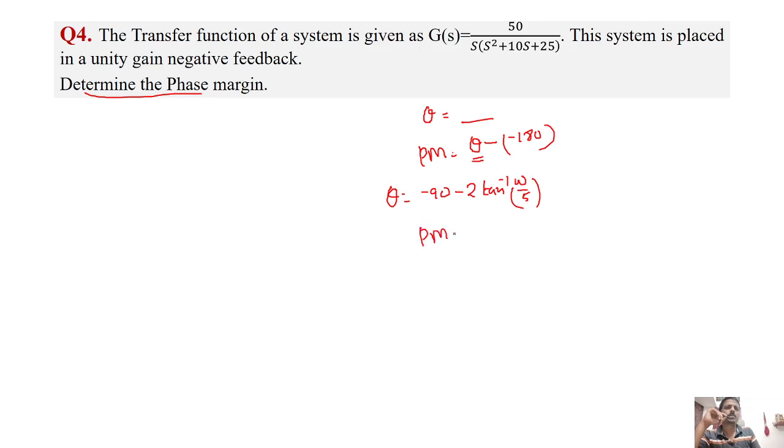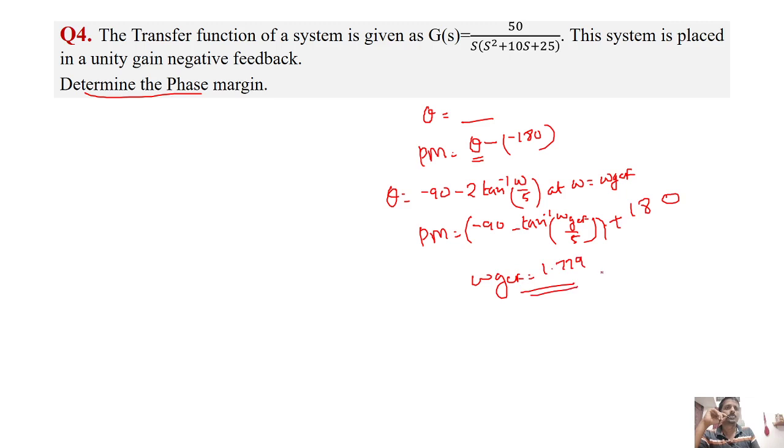So what is the phase margin? Phase margin equals this theta at omega equal to omega GCF. So minus 90 minus 2 tan inverse of omega GCF by 5, minus of minus 180, so we'll write it as plus 180. We got omega GCF equal to 1.779 in the previous question. We just need to substitute this here and we'll get the phase margin.